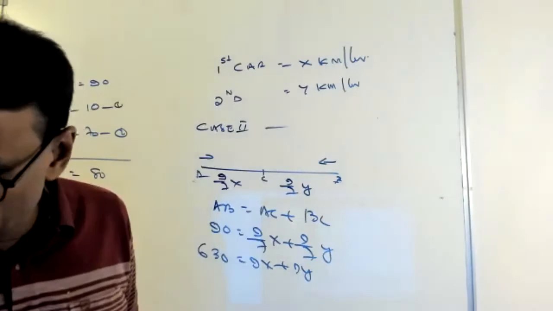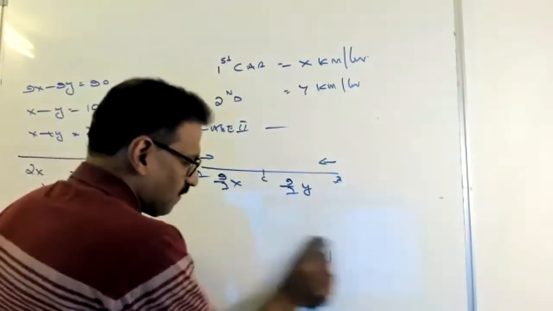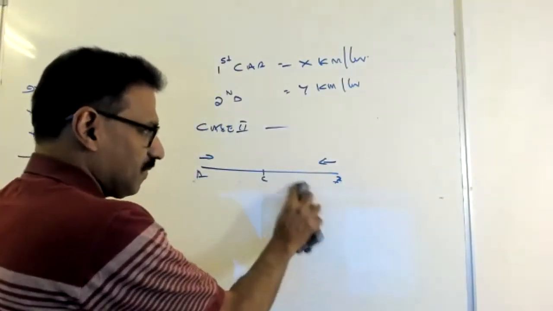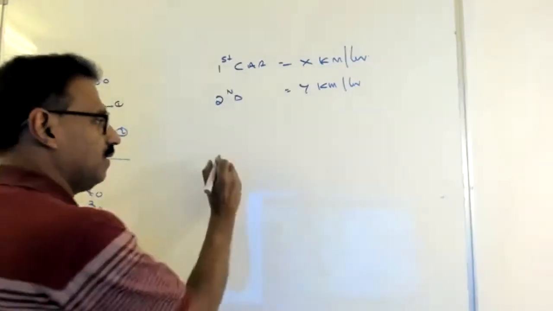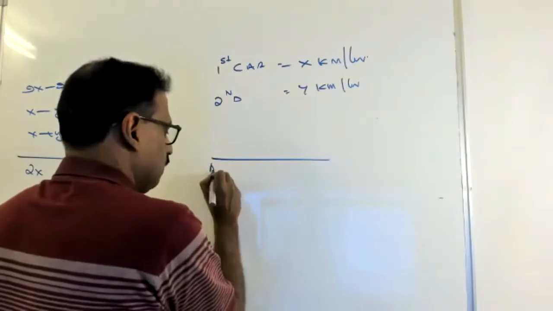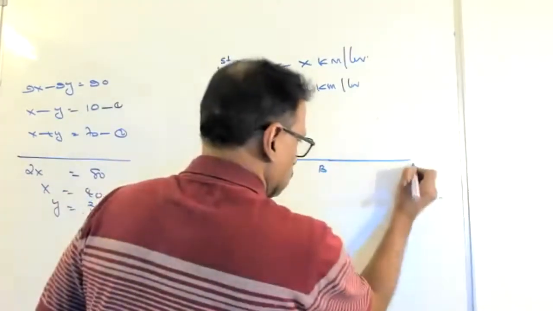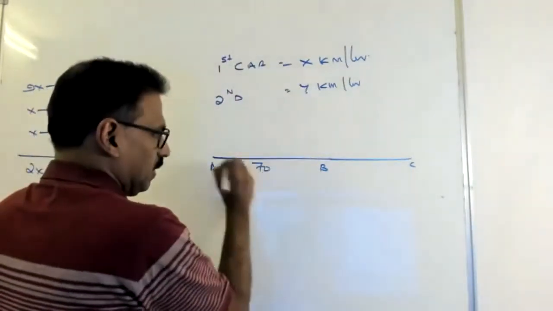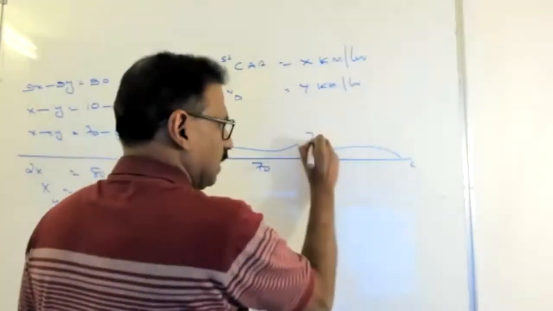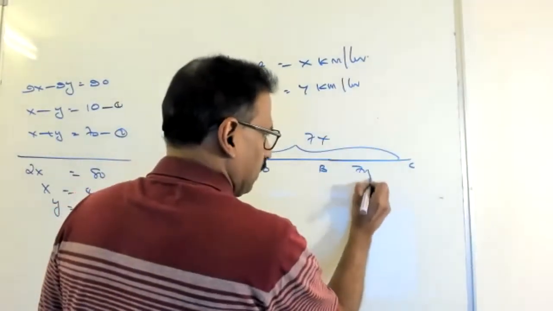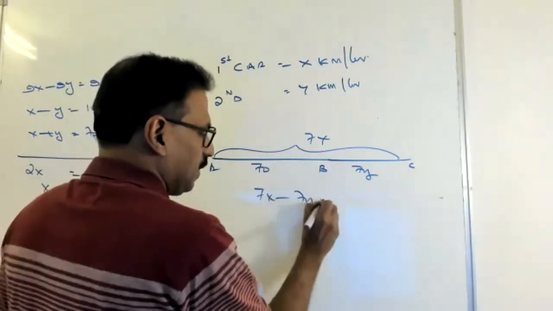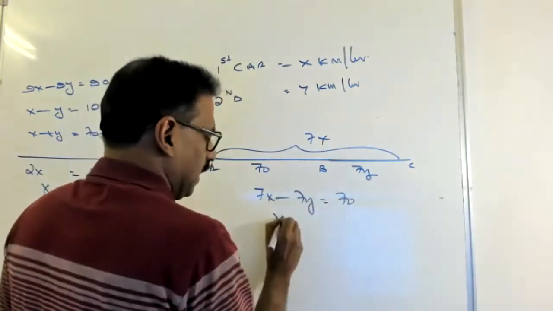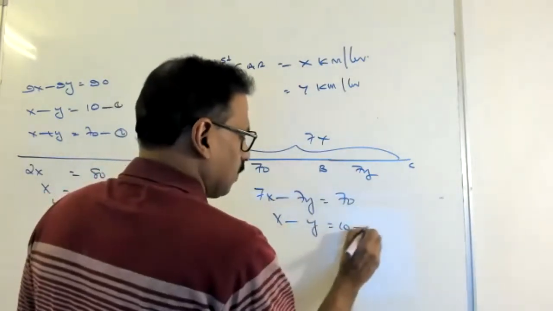Look at here, like the previous question, everything same. First one, 70 kilometer, right? A, B, C. Here, 7D. This is how many? 7X, right? 7Y. Yes, 7X minus 7Y equal to 70. X minus Y equal to 10, number one.